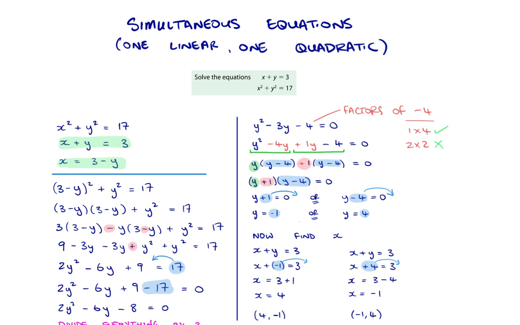We're now ready to start doing the maths. So what we need to do is take the quadratic equation, and instead of x, I'm now going to sub in the value 3 minus y. So I take this equation here, instead of x, I'm putting in 3 minus y. Everything else remains the same.